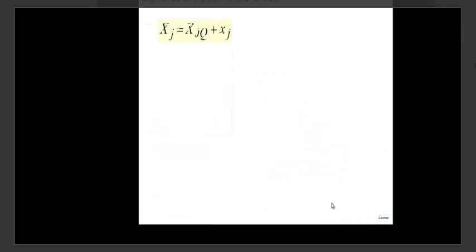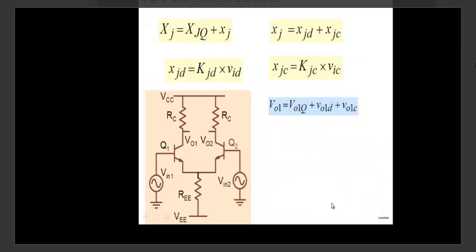All right, at any point in the circuit, whether it's a voltage or a current, it's made up of two parts, the quiescent point or the bias point and the small signal part. And the small signal, we said, is made up of a differential part and a common mode part. All right, so three analyses you have to do: bias point, differential mode, and common mode here.